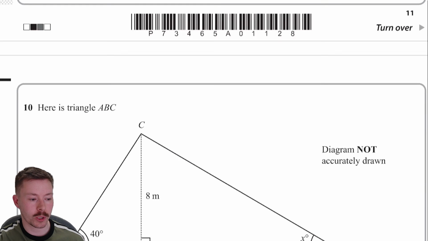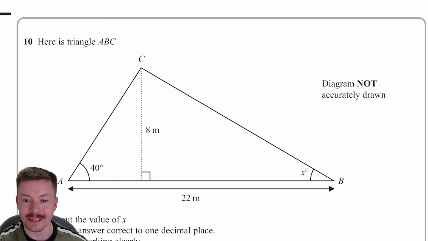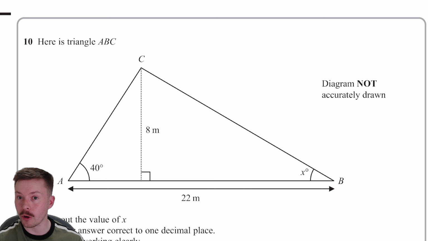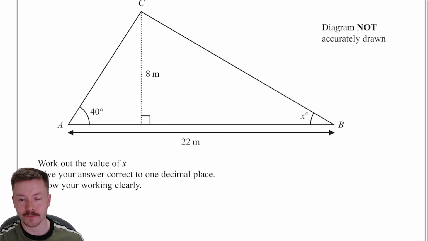Okay. Next question, question 10. We've got this triangle, so we've got an angle of 40 at CAB. We've got a perpendicular height to the base of 8. We've got a base length of 22, and we've got an X at CBA on the right hand side, as you can see there. Now, this automatically looks to me like a trigonometry Pythagoras based question, because we're working out an angle, at least that's what it looks like, and we've got right angled triangles involved. And all this question says, as you would expect, is to work out the value of x, give your answer correct to one decimal place.